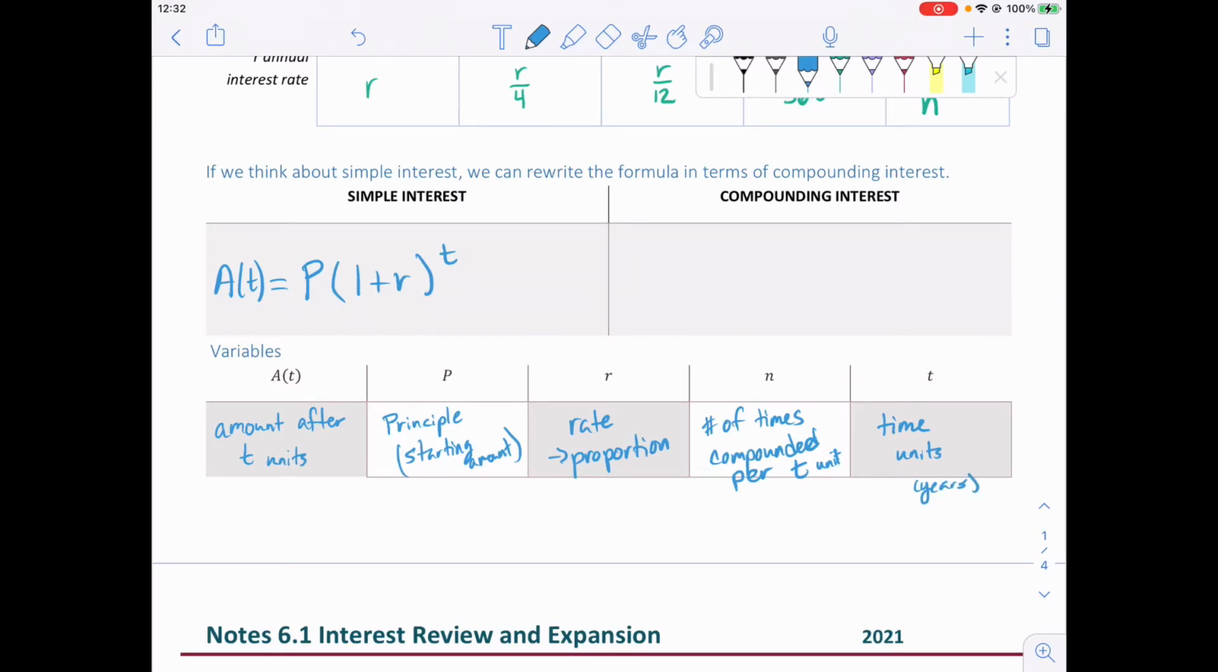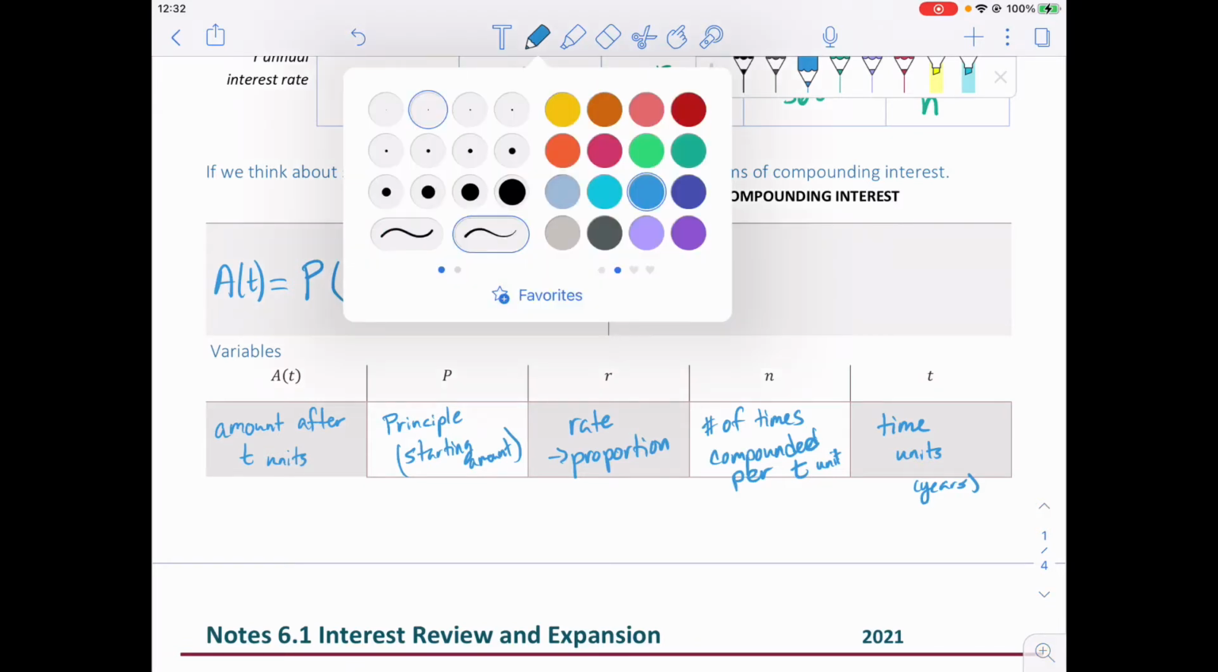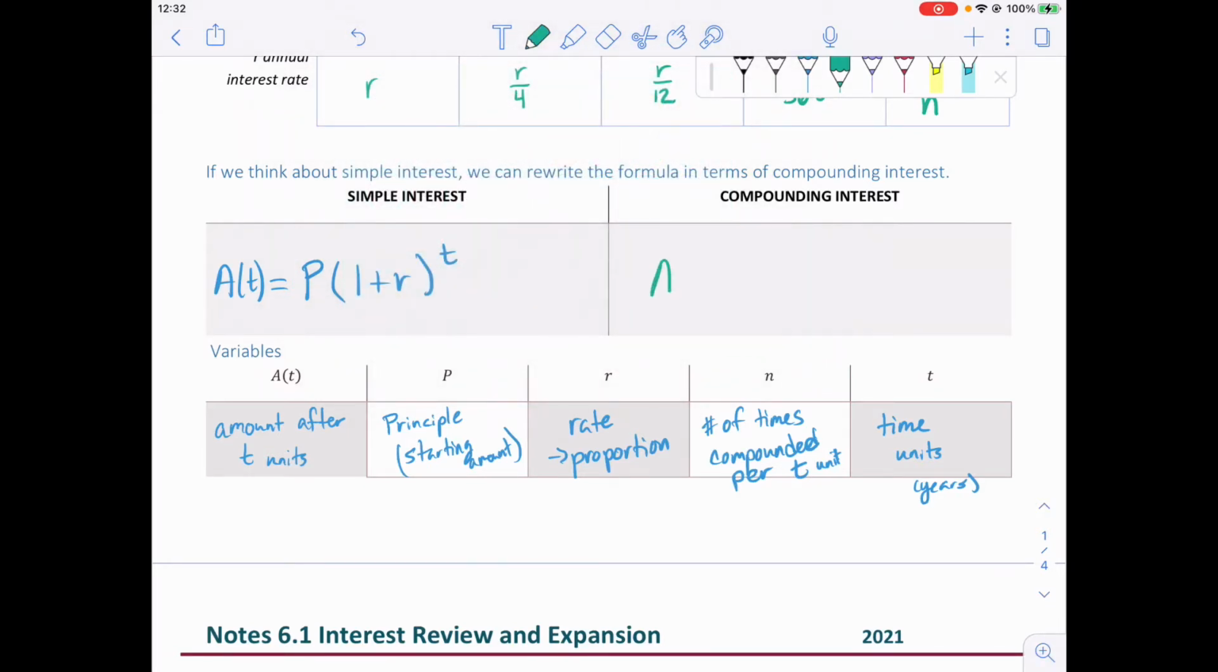So let's think about this. Our amount after time t is not going to change when we go to compounding interest. We're still looking for amount after some amount of time. Our principal also doesn't change whether it's compounding or simple interest. We still have a starting amount. We're always going to have that 1 because we're going to take whatever this is plus the interest. Our rate now, we said we distribute, that becomes r over n. And so then this is the question.